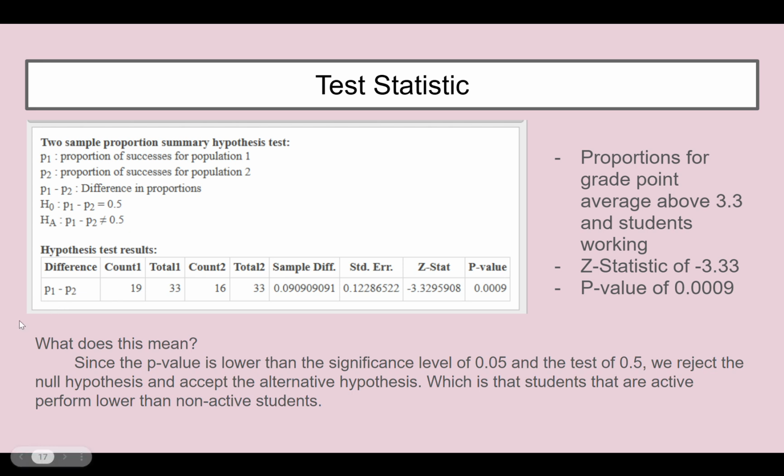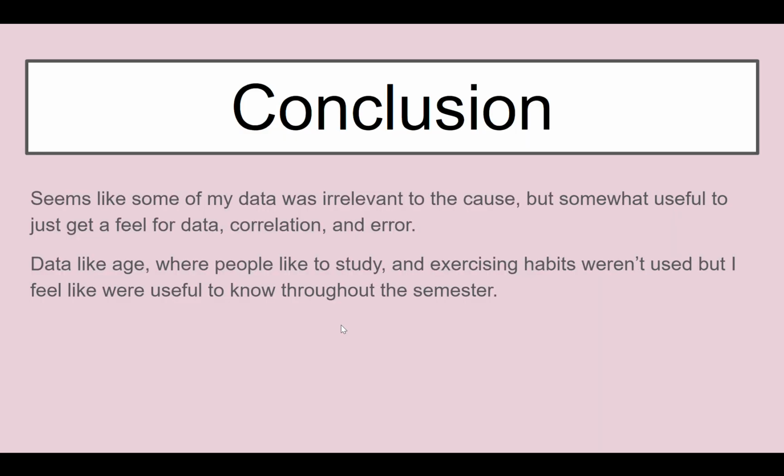So what does this mean? Since the p-value is lower than the significance level of 0.05 and the test of 0.5, we reject the null hypothesis and accept the alternative hypothesis, which is that students that are active perform lower than non-active students.